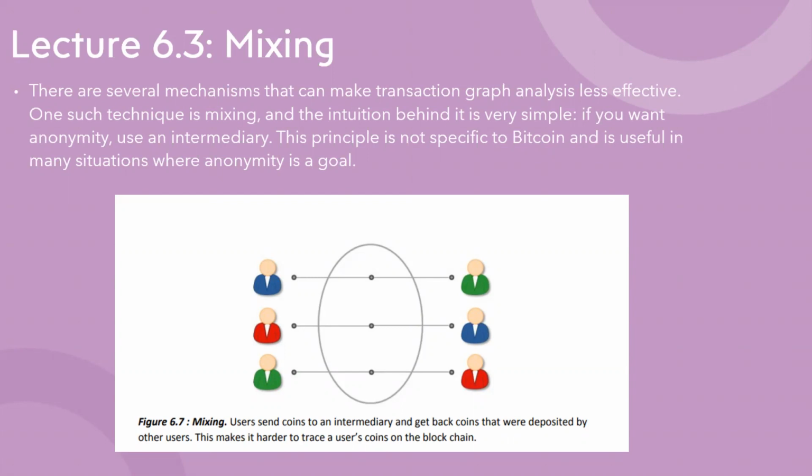So one such technique is mixing, and the intuition behind it is very simple. If you want anonymity, use an intermediary. This principle is not specific to Bitcoin and is useful in many situations where anonymity is a goal. As you can see below, there's a figure of mixing. This shows that the user sends coins to an intermediary and gets back coins that were deposited by other users. This makes it harder to trace a user's coins on the blockchain, which is basically known as mixing.